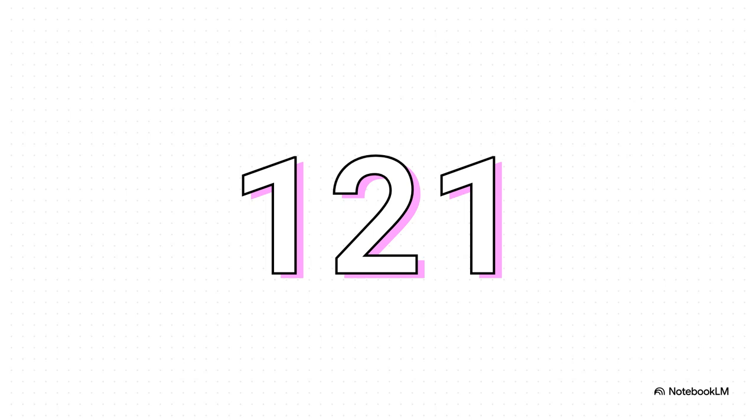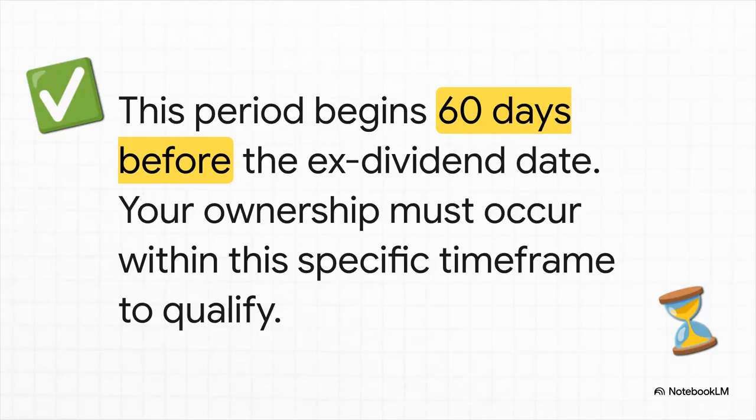The IRS sets up this special 121-day window, and that window is centered around something called the ex-dividend date. That's just a fancy term for the cutoff day you have to own a stock by to actually get the dividend. So think of it as a 121-day zone right around that important date. So this window is your playing field for getting that qualified status. It officially kicks off 60 days before the ex-dividend date. To even have a shot, the time you own the stock has to fall somewhere inside this 121-day block.